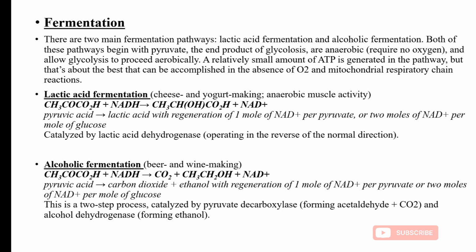Alcoholic fermentation: beer and wine making. Pyruvic acid in the absence of oxygen gets converted into ethanol with release of carbon dioxide, with regeneration of 1 molecule of NAD+ per pyruvate or 2 moles of NAD+ per molecule of glucose. Alcoholic fermentation is a two-step process, catalyzed by pyruvate decarboxylase, forming acetaldehyde plus CO2, and alcohol dehydrogenase, forming ethanol.